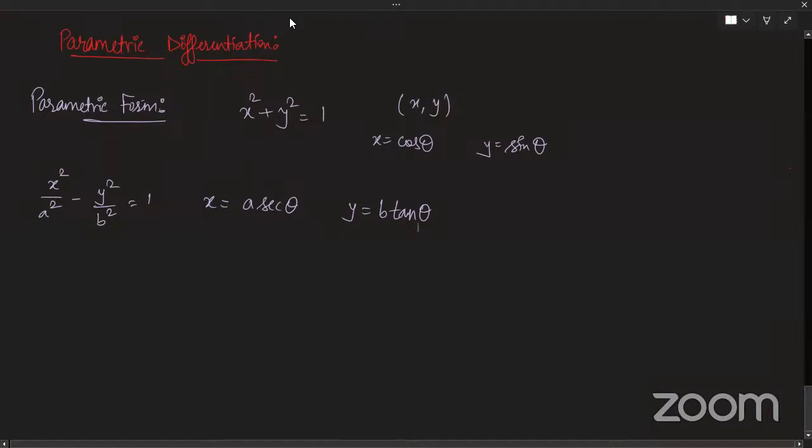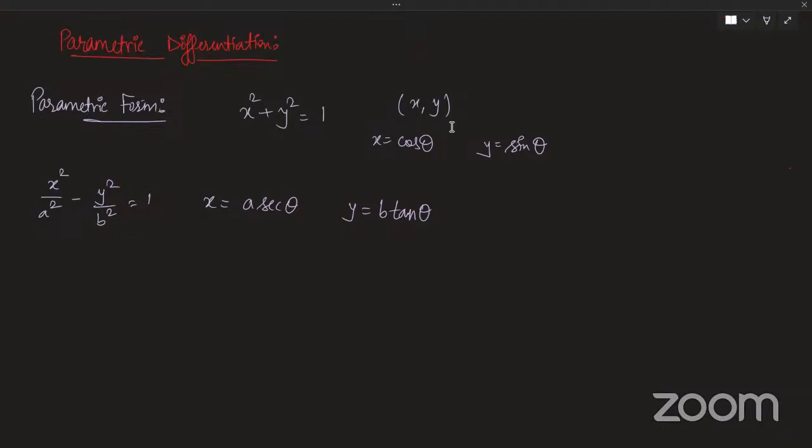Is the conic sections chapter completed first of all? Conic sections, is it completed or not completed? First, just tell me that. Yes, sir. Okay, it has been completed.